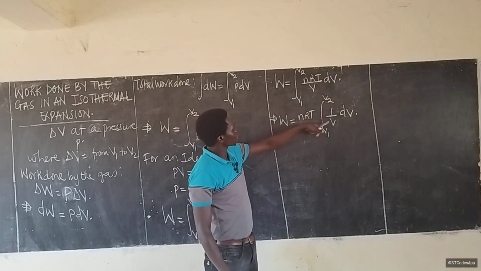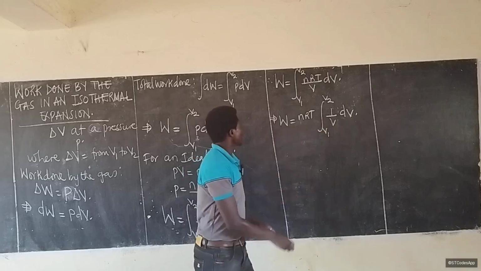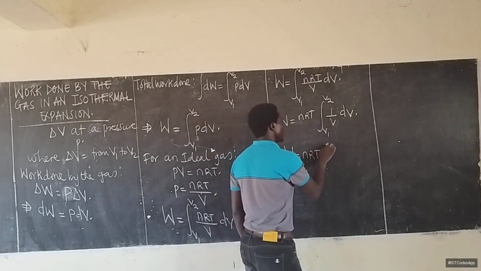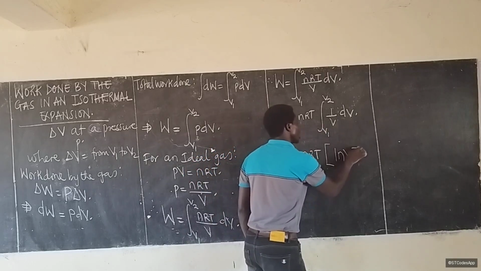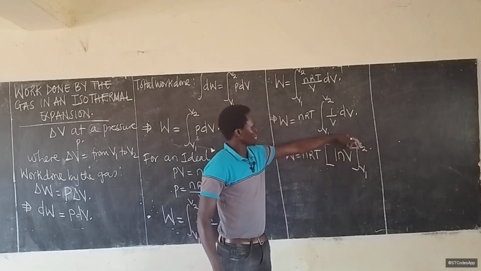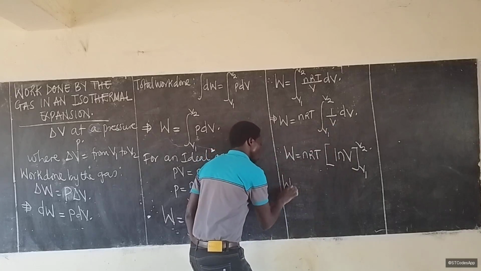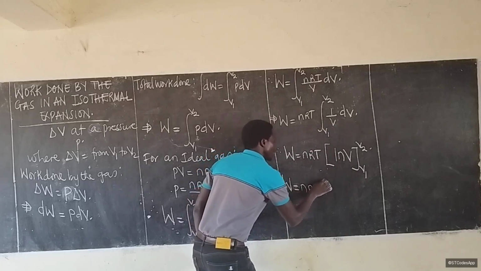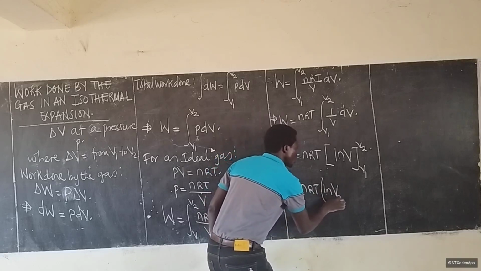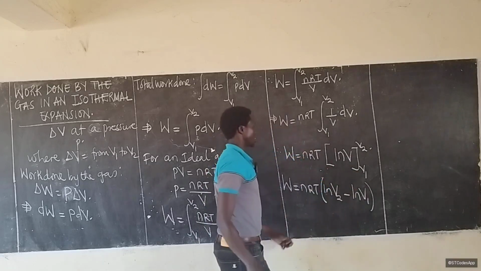In integration, when I integrate the reciprocal of V, I will get ln V. So the work done is equal to nRT times ln V, moving from V1 to V2. I replace the upper limit and then the lower limit and subtract them. So the total work done is nRT times ln of V2 minus ln of V1.